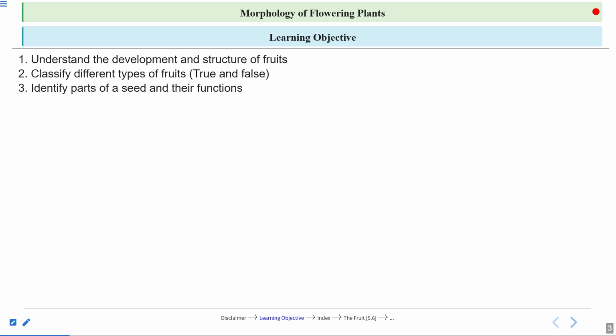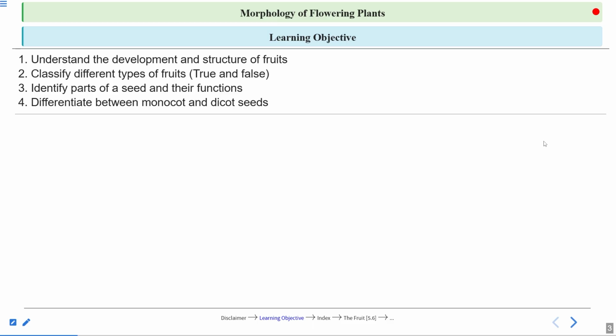Identify the parts of seeds and their function. You will be able to see the different parts of the seeds, and there are two different types of seeds, monocot and dicot. So you will also be able to identify in your daily life which is the monocot and which is the dicot type of seeds.